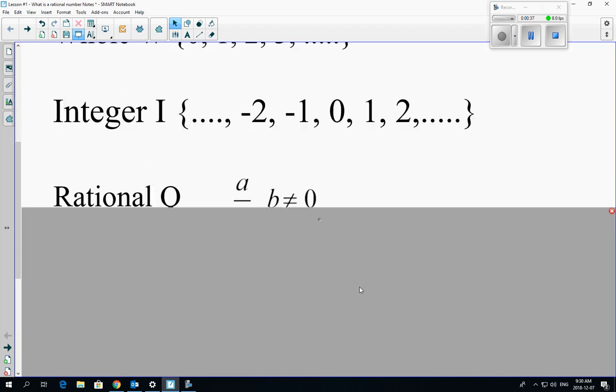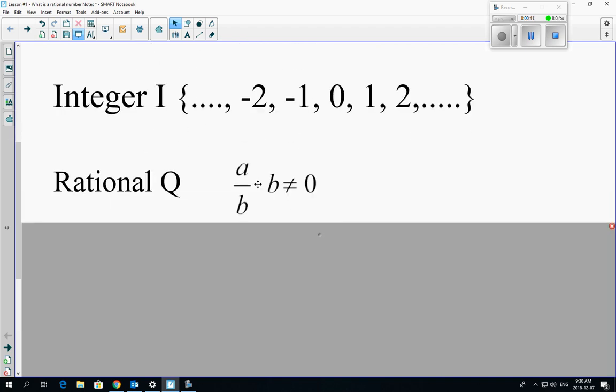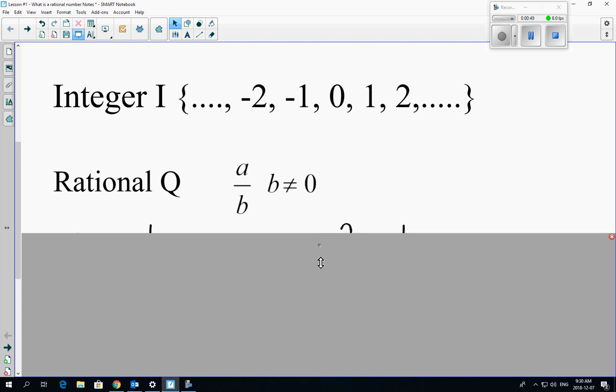Then we move down to rational. This is anything that can be expressed as a fraction. So any number like 5. 5 can be expressed as a fraction because it's like 5 over 1. The only restriction here is b cannot be equal to 0 because we cannot divide by 0.